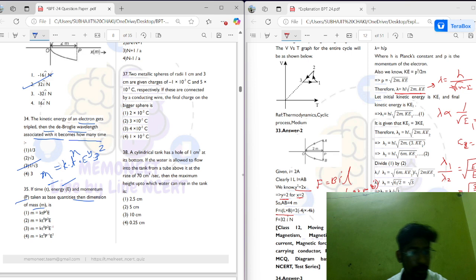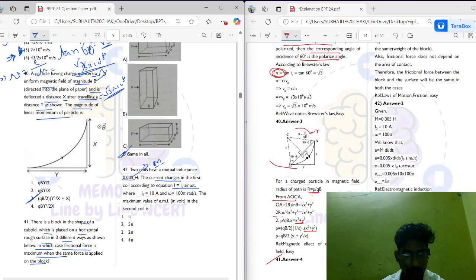Two coils have a mutual inductance of 0.005 Henry, and M is given, M equals root over L1 into L2. The current in the first coil changes as I equals I naught sin omega t, where I naught equals 10 and omega equals 100 pi. Find the maximum value of EMF in the coil.